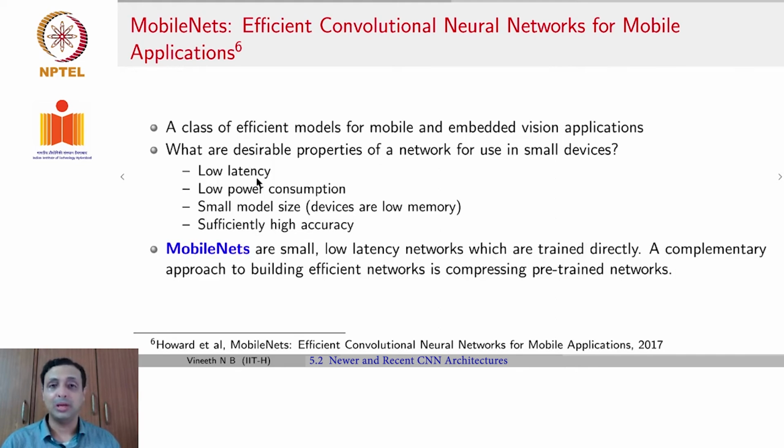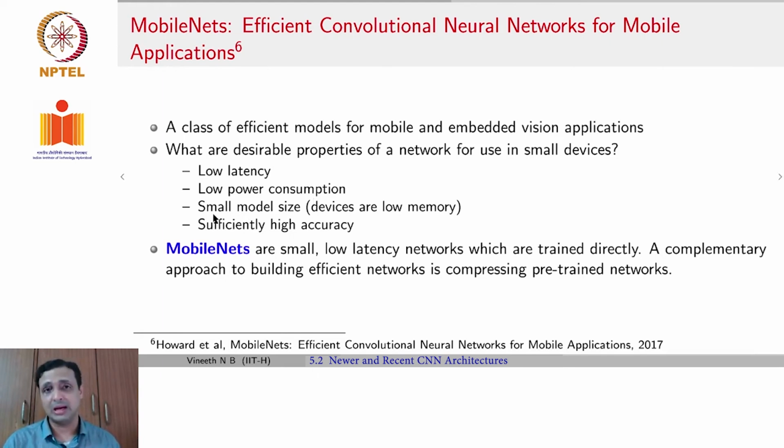You need low latency, which means the forward prop of a neural network should be real time, should not have latency. Low power consumption. Running a neural network should not consume too much power. Often in these edge devices, the power sources are very little, and they may have other components to run. So you do not want too much power to go into the running of a neural network.